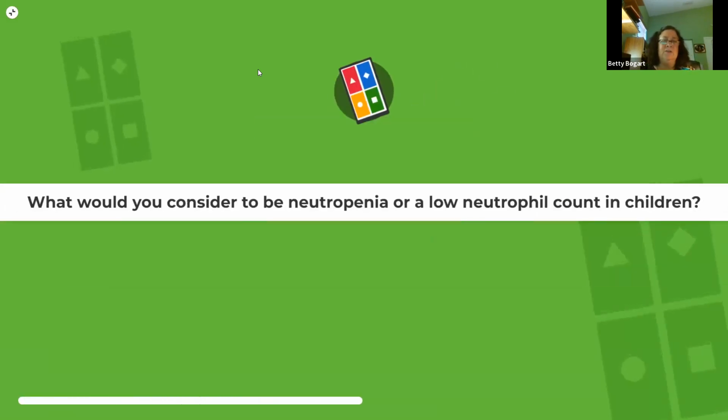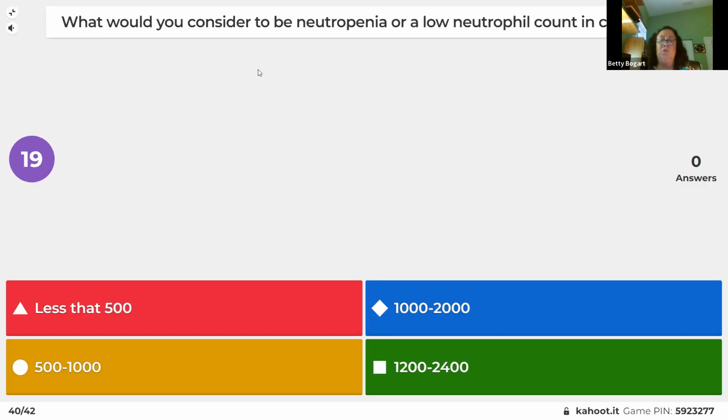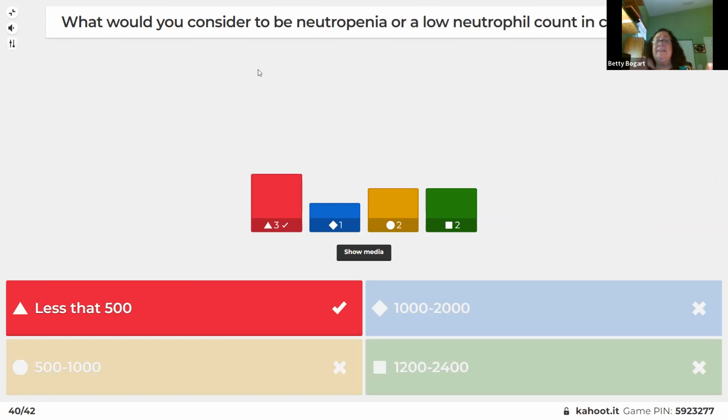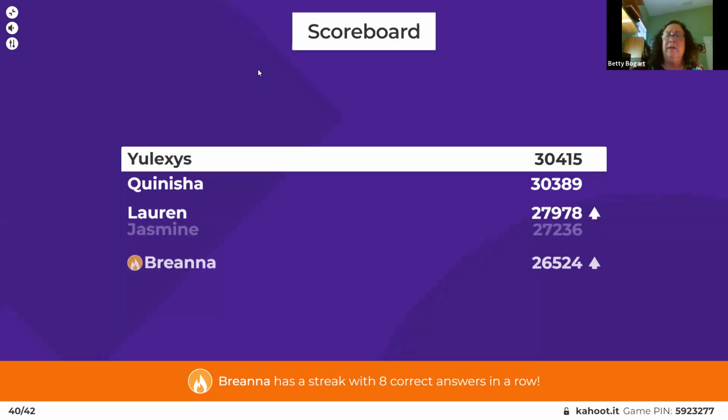What would you consider to be neutropenia or a low neutrophil count in children? Remember, neutropenia means your defenses against infection are so low, you can't fight infection. Remember, we treat this with strict hand washing. Well, what's that number that's considered low? It's less than 500, okay? Above 500, you're a lot better. It's usually about 1,200 to 2,400, but less than 500, that is scary. And that child, you need to wash your hands and be very careful for infection.